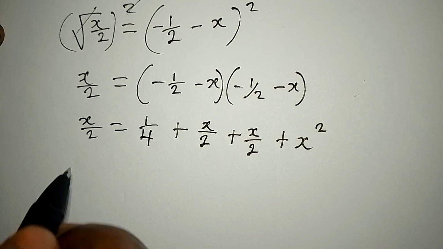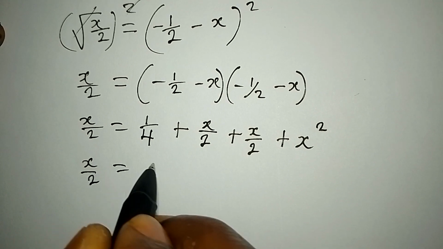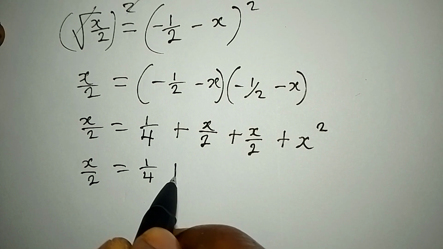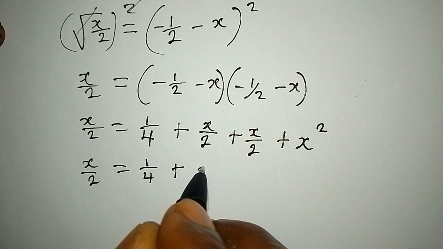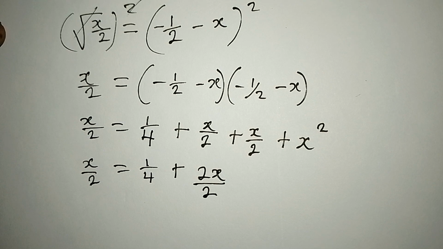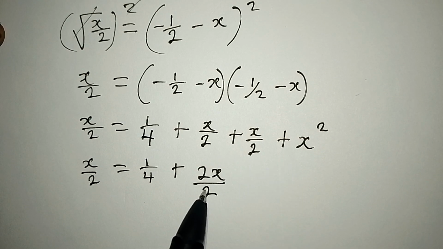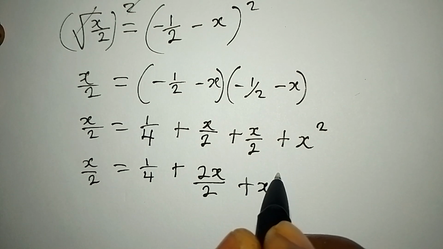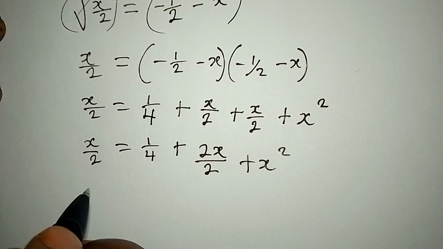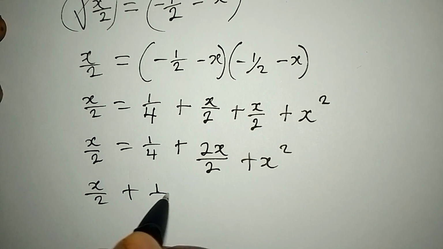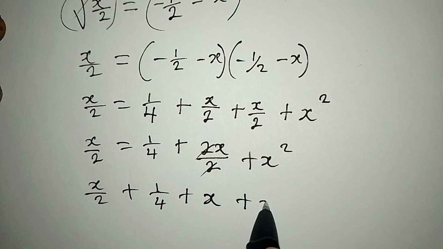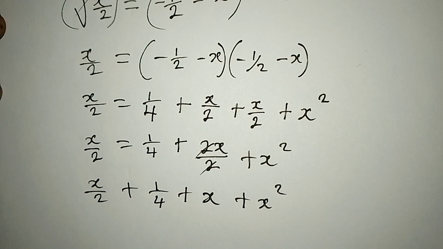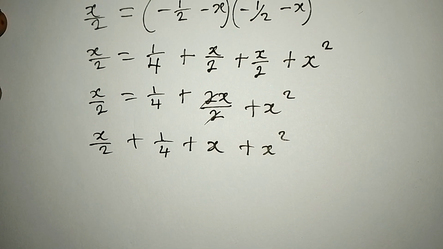Now, what can we do from here? We have x over 2, which is equal to 1 over 4. Then if you put these two together, x over 2 plus x over 2 will give us 2x over 2, then plus x squared. To continue, we have x over 2 equals 1 over 4, then plus x plus x squared. So from here we are going to have a quadratic equation.